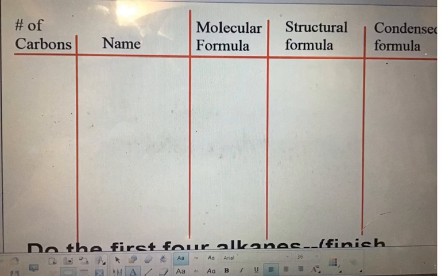I want you guys to do the rest up to number 10, and I want you guys to take a picture and send it in to me. Okay, so let's do number of carbons. Let's do 1 carbon. Now, what's the prefix for 1 carbon, folks?